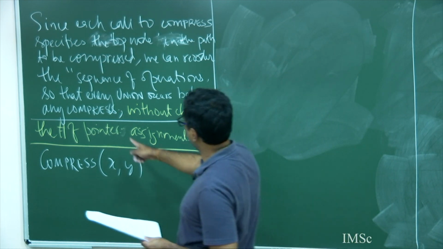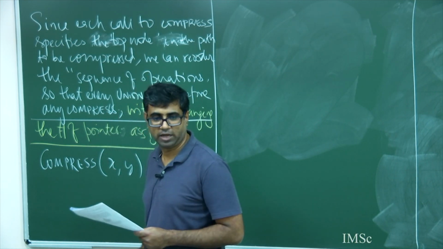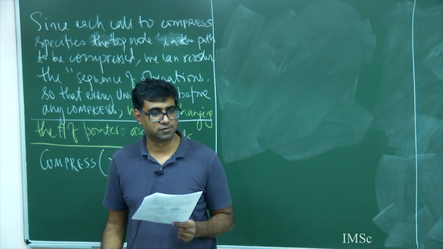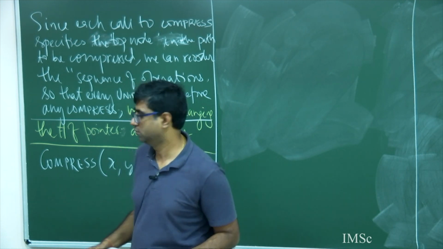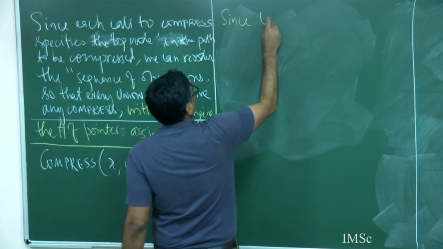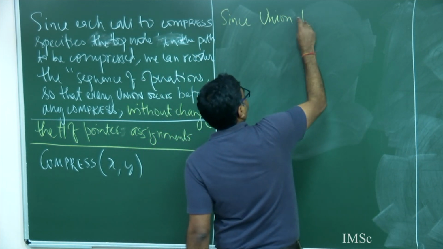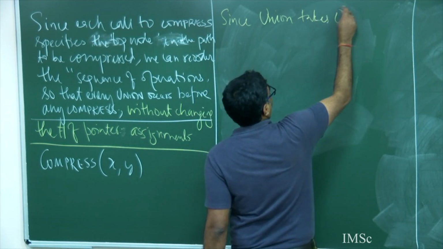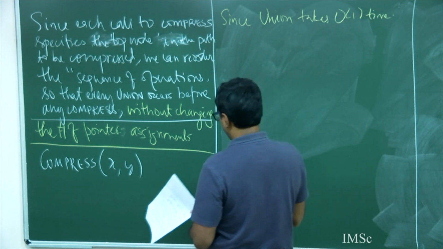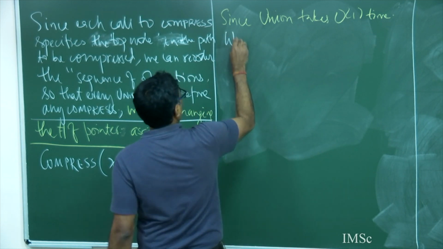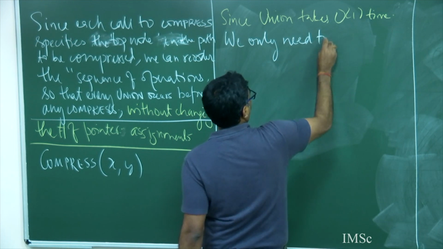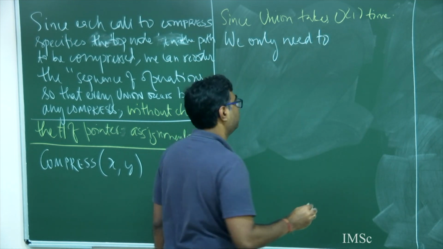So each union anyway takes order one time, so we only need to do an amortized cost analysis of compress. Okay? So since union takes order one time, we only need to focus on compress.